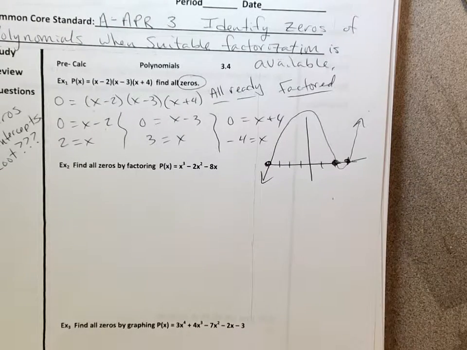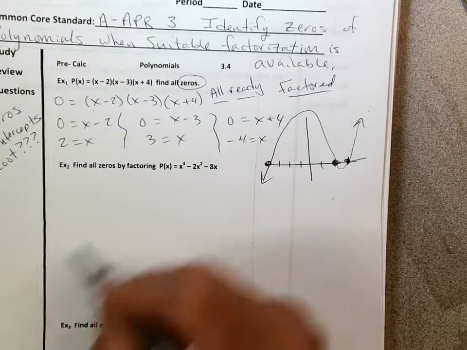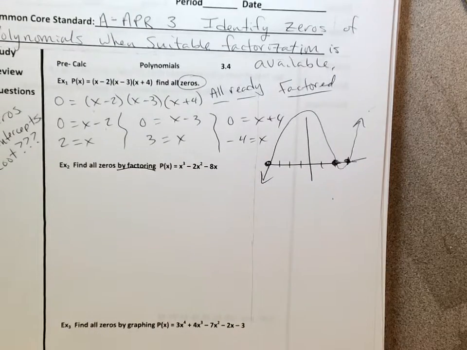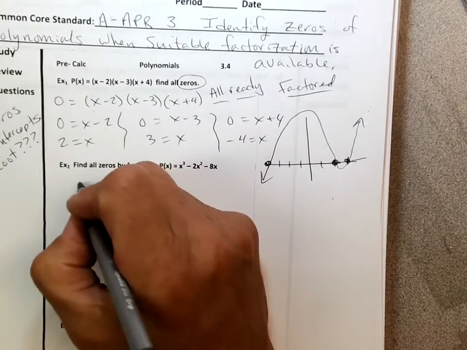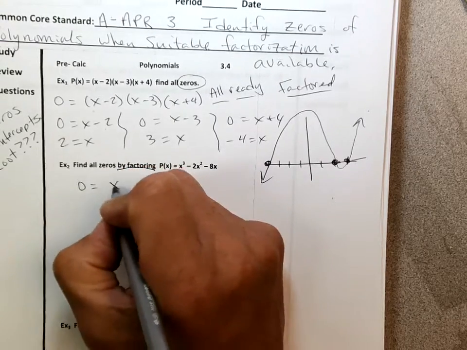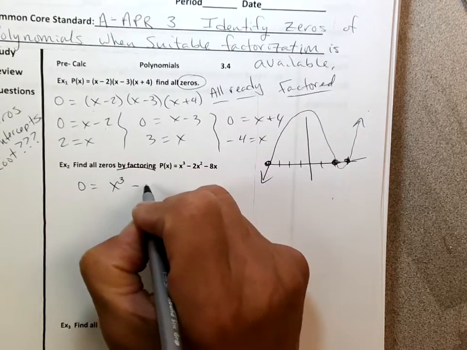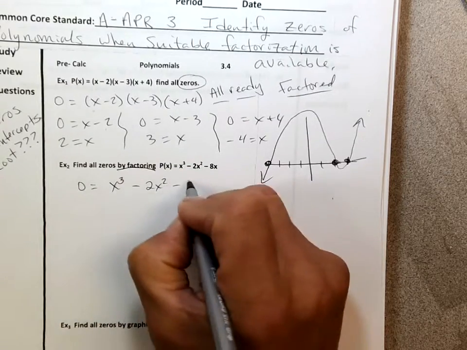All right, now, example 2. I want you to do it by factoring. Okay, yeah, there's other ways to do it, but let's do it by factoring. If it factors, for me, it's faster to do it by factoring, so set it equal to 0, right? 0 equals x cubed minus 2x squared minus 8x.